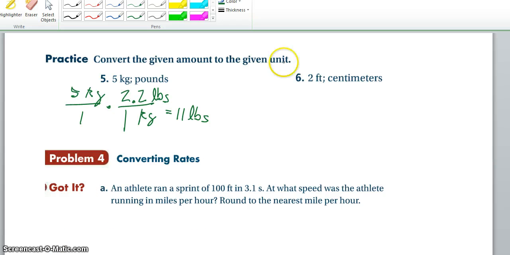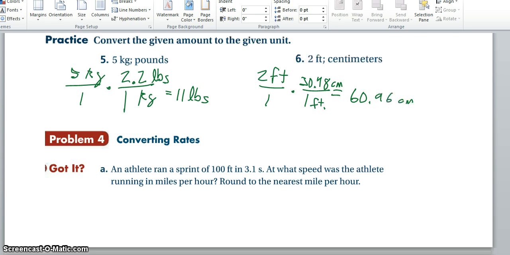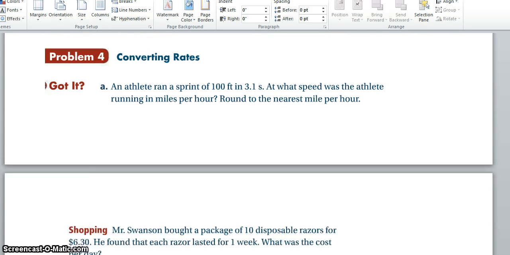So we can set up 2 feet over our 1. And go ahead and finish this out. I'm going to pause the video to save some time. When we plug in our conversion factor and set that up, we get 60.96 centimeters in 2 feet. So now try problem 4.